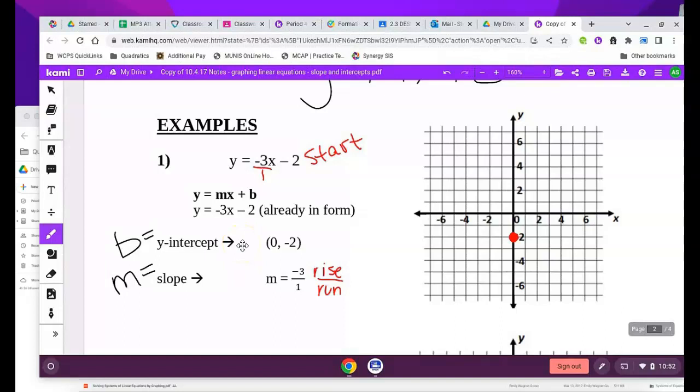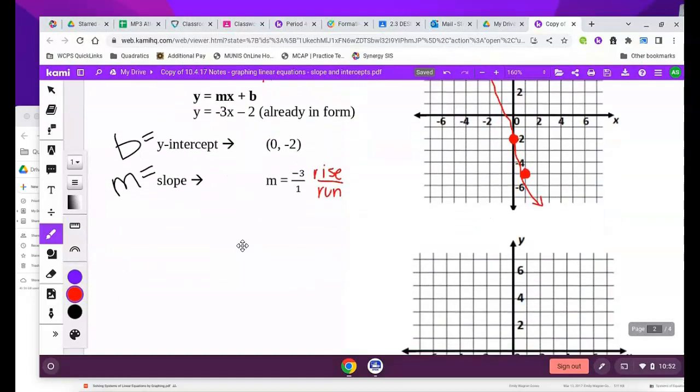So since the 3 is negative, we're going to go down 3 from this point. So 1, 2, 3, and then we need to go to the right 1. So we go 1, 2, 3 over to the right 1. And then we're going to draw our line. Our line should have a negative slope looking like that.